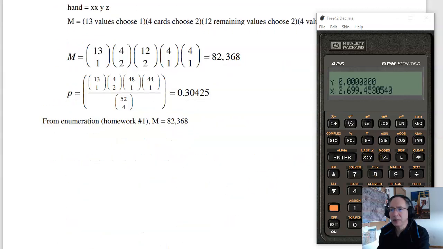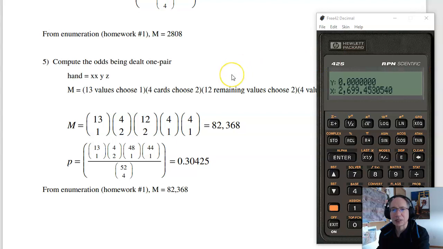Number 5, my mouse isn't working. Number 5 says, how many hands have a single pair? Again, we found that using enumeration. It was 82,368. I can get that same number using combinatorics.